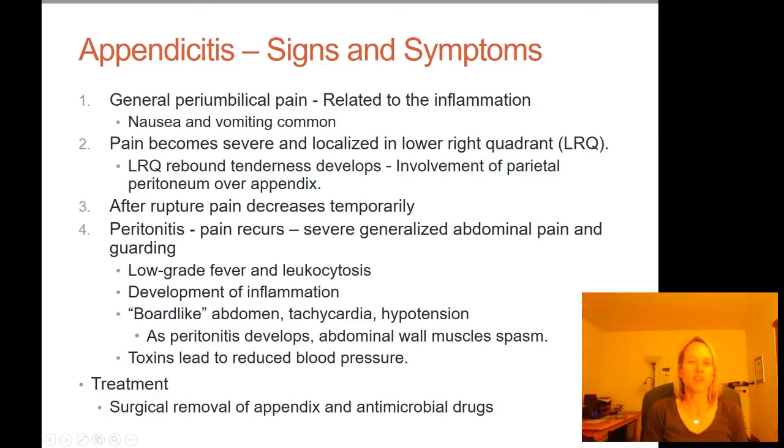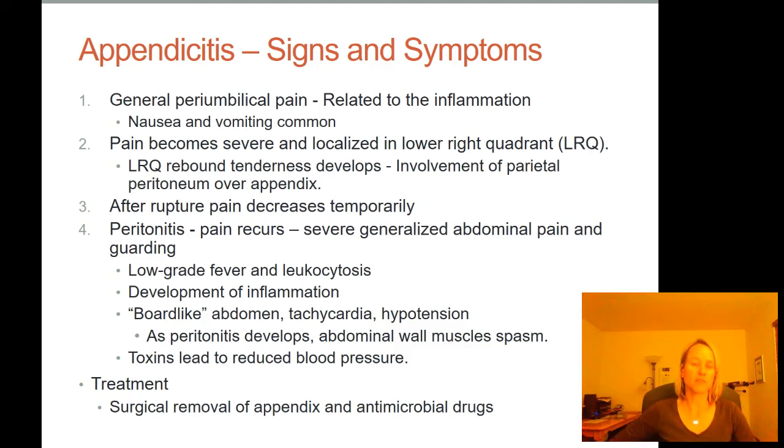Let's talk about the progression of appendicitis. The first step, we see general periumbilical pain. And so this is pain right around the umbilicus or belly button. And this is related to the inflammation. Nausea and vomiting are also common during this stage. You just don't feel well. Later on, the pain becomes severe and localized in the lower right quadrant where the appendix would be found.